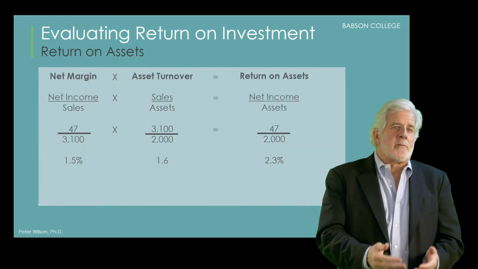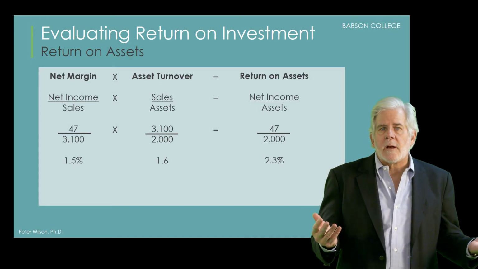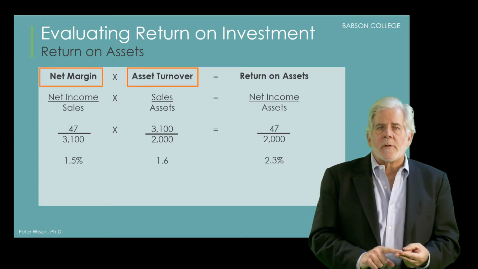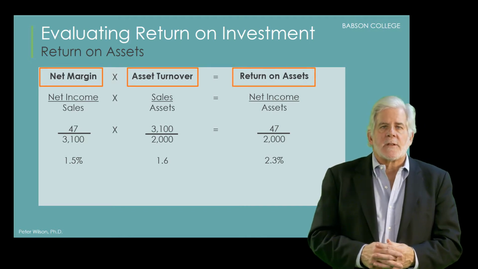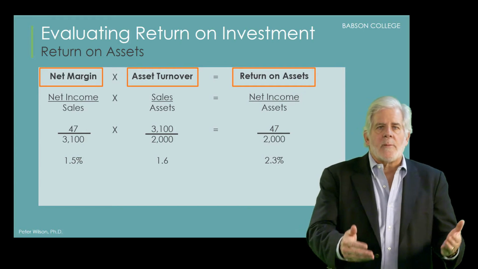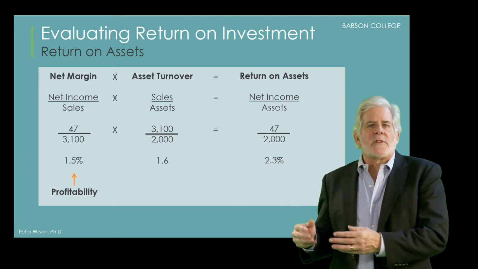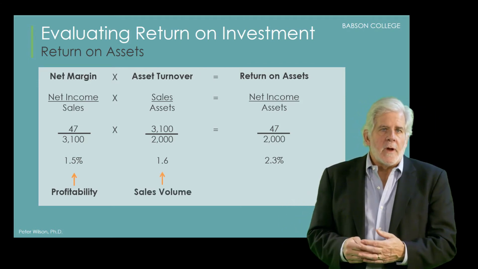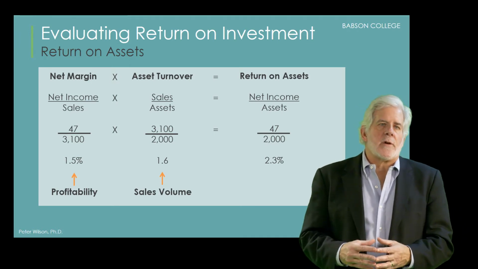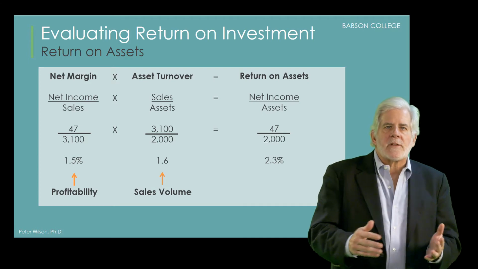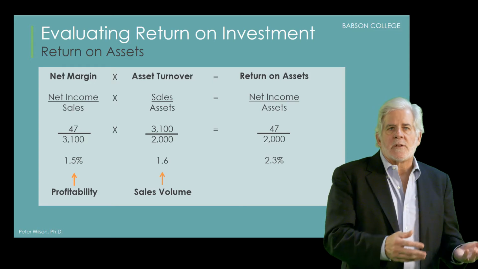What makes this ratio of particular interest is the fact that it can be broken down into two ratios that we've already looked at, net margin and asset turnover. Multiplying net margin by asset turnover will give us the return on assets. In other words, ROA is created by some combination of profitability, net margin, and the volume of sales generated, asset turnover. Firms that employ different strategies will have different combinations of net margin and asset turnover. Examining the components of asset turnover can provide insight into the strategy a firm is using to generate its ROA.